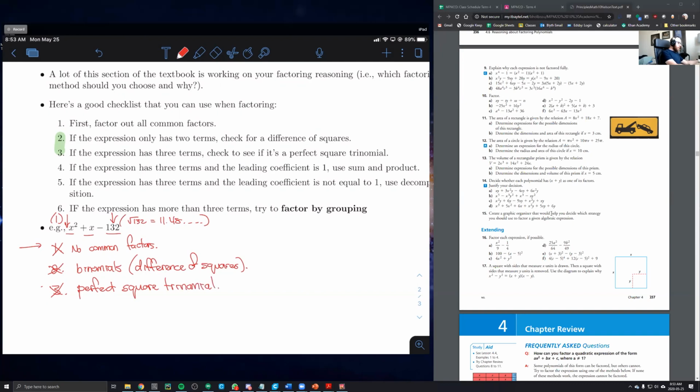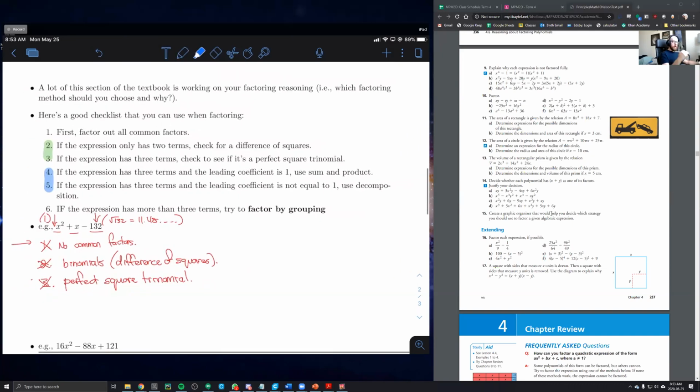Now, steps 4 and 5 here are actually already familiar to us. We've already been using those criteria anyways, right? Really, step 4 and step 5 are looking at the leading coefficient and deciding whether we want to use sum and product or decomposition. In this case, our leading coefficient is 1, which means we can use sum and product.